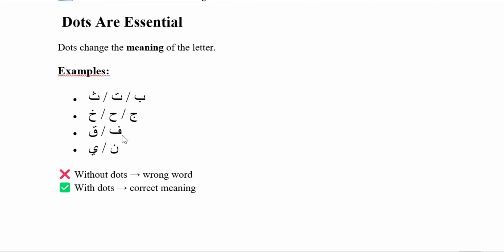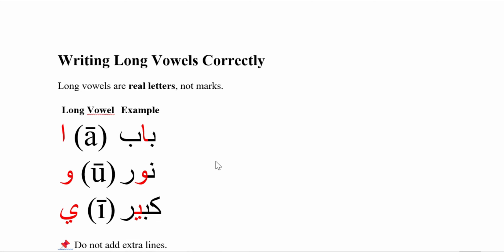We have here fa, like F, and we have qaf. It has two dots above, and we have here noon, like N, and we have ya. As we remember, ya can be used as a long vowel, as we have seen before. Without dots, it's a wrong word, and you also cannot read it.